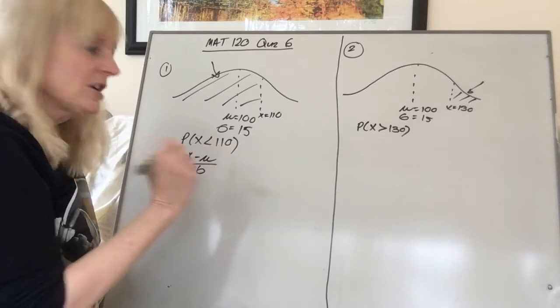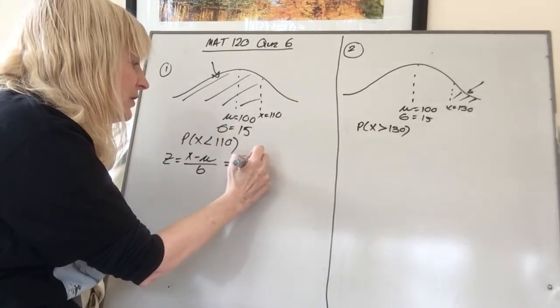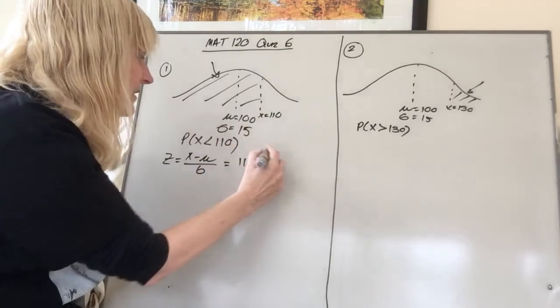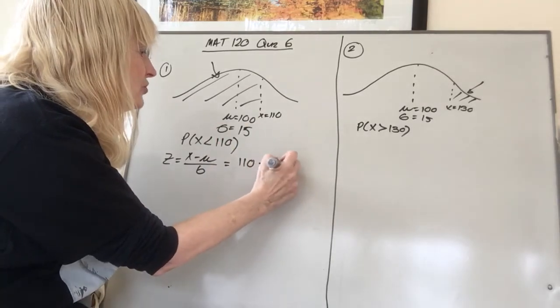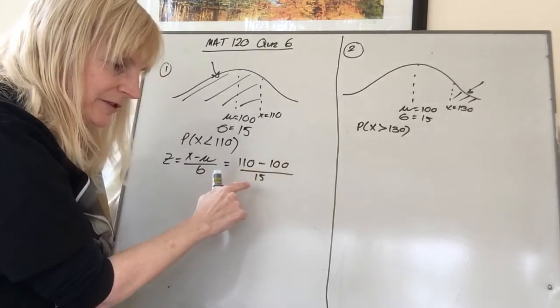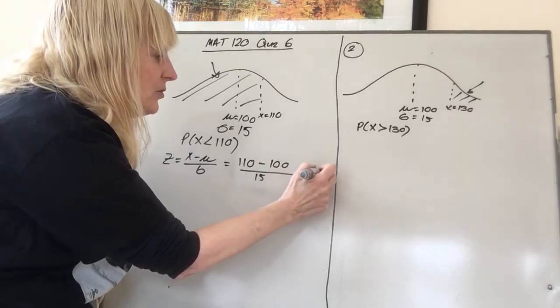Remember doing this? So basically we just got to plug in. So our x is our data value. That's 110. That's the person's IQ that we're trying to find less than. The mean is 100 and the standard deviation is 15. So that's 10 over 15. So I think that gives you 0.666, so 0.67.